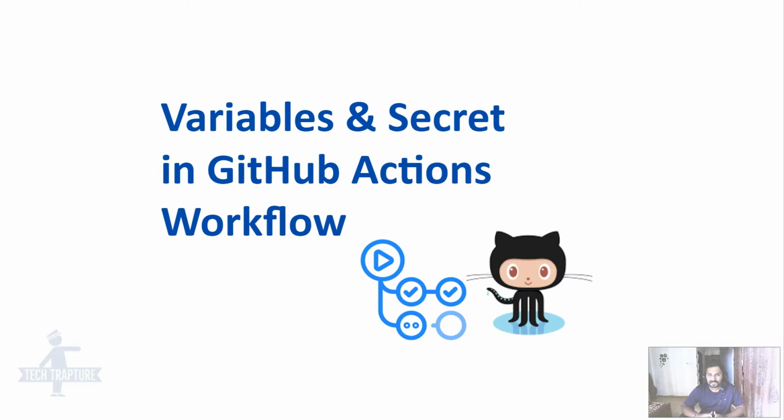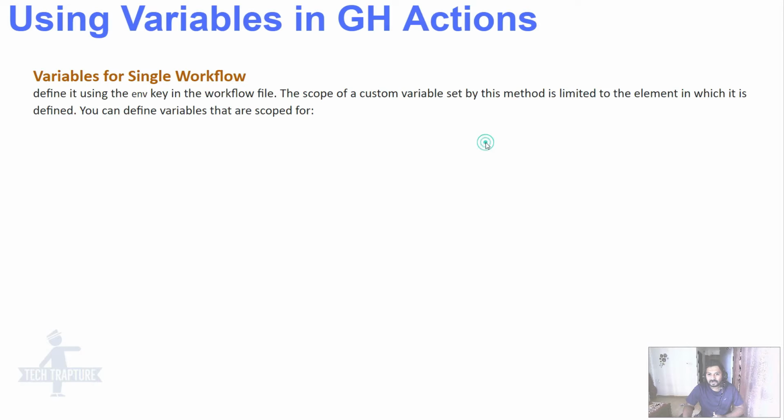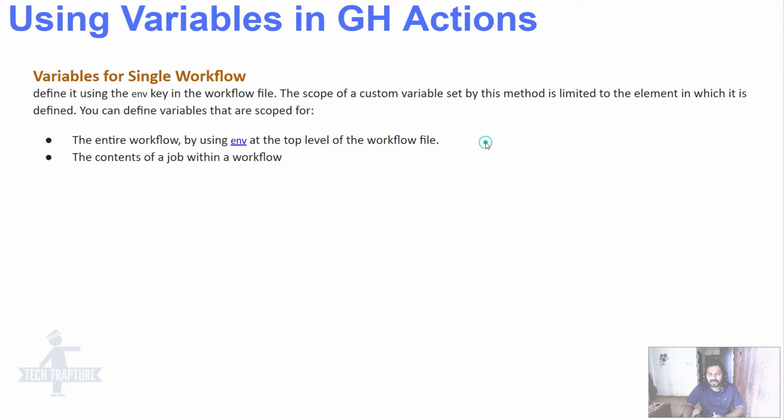So first we'll see what the different types of variables are in GitHub Actions. The first type is variables for a single workflow. These are defined within the workflow file itself, the YML file itself, and they are defined at different scopes. These variables can be defined for the complete workflow, for a specific job, or for specific steps as well. So we'll see how we can use the single workflow variables.